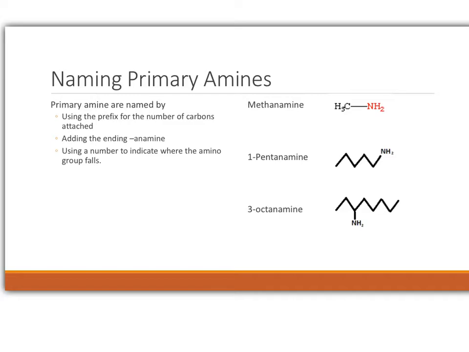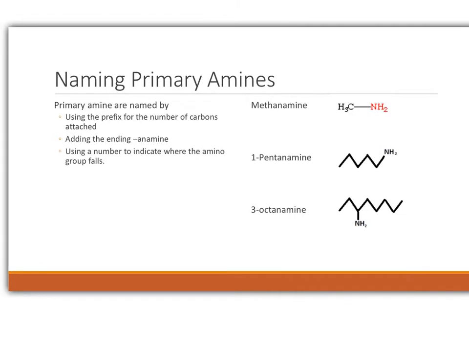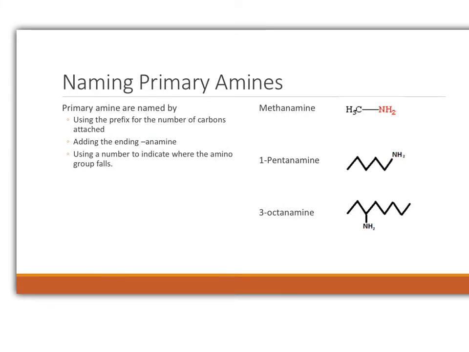So, when naming primary amines, the ones that just have a single bond, okay, you use the prefix for the number of carbons that is attached. So you count your chain, you add the ending -amine. Okay? And then, usually because this comes as the last part when I do my naming, you do need to indicate where it falls on the carbon chain. Because the amine group can fall in the middle, like in this 3-octanamine, or it can fall at the end.